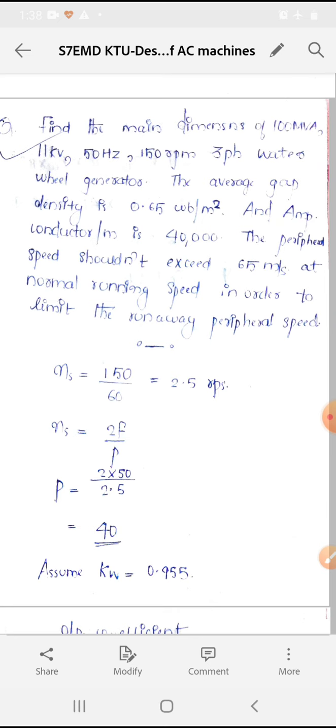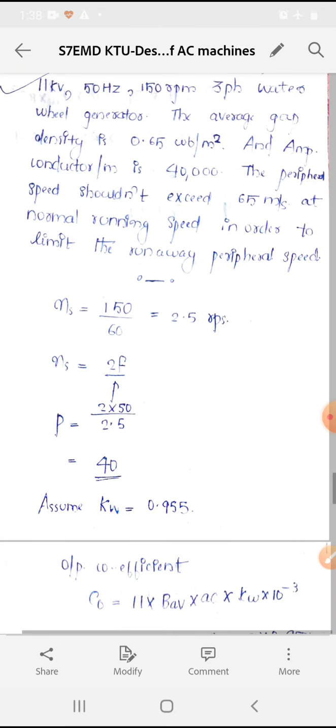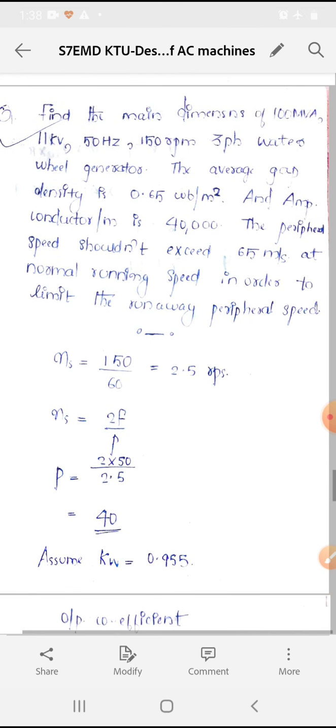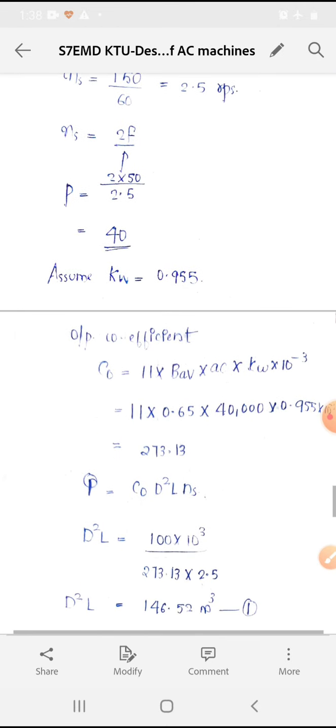Next question is, find the main dimensions of a 100 MVA, 11 kV, 50 Hz, 150 RPM three-phase water wheel generator. The water wheel generator is salient pole. The average gap density is 0.65 Weber per meter square and ampere conductor per meter is 40,000. The peripheral speed shouldn't exceed 65 meter per second at normal running speed, in order to limit the runaway peripheral speed. So in this question we need to find out the main dimensions, that is capital D and L.